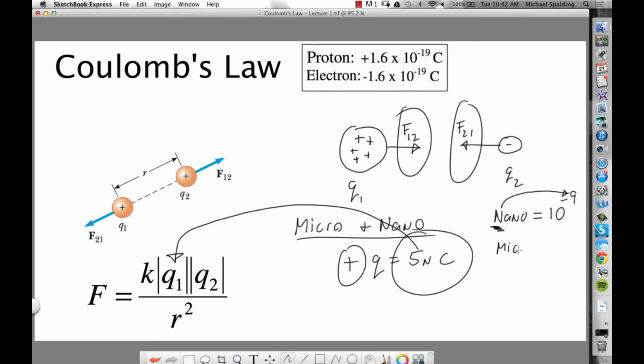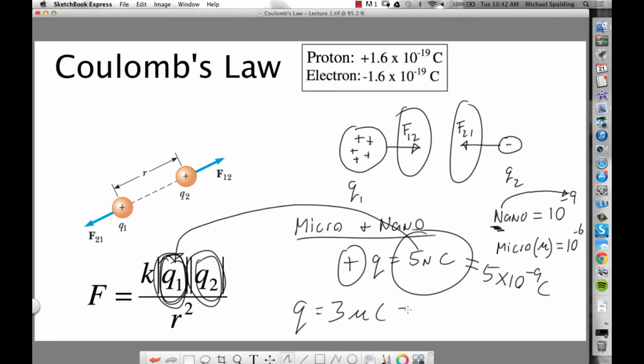And then what is micro? Micro is this cursive, it's mu. It's 10 to the negative 6. Okay? So 5 nanocoulombs, what are you going to do? You're going to go 5 times 10 to the negative 9. Put it in coulombs. When you plug into this equation right here, these Q's have to be what? Coulombs. So what if they tell you, like, all right, Q is equal to 3 microcoulombs. What do you have to do? 3 times 10 to the negative 6. Micro and nano are used a bunch.